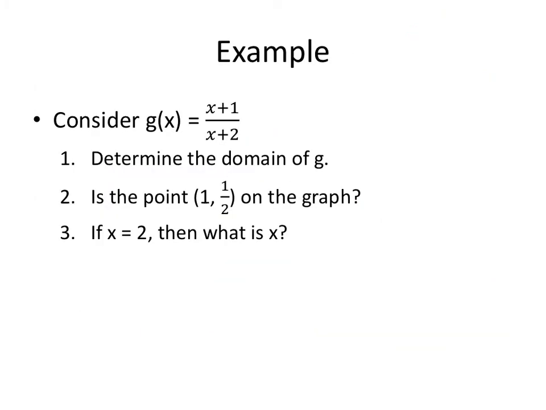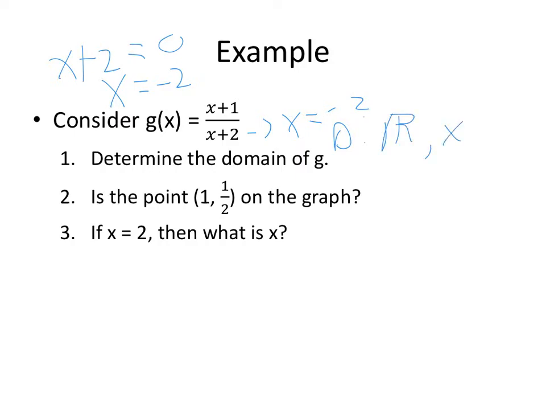Alright, here's another example. Consider g of x equals x plus 1 over x plus 2. Determine the domain of g. The domain is equal to, you notice the only value that would make the denominator equal to 0 would be -2, because you would just set x plus 2 equal to 0, and then solve for x. So the domain would be all real numbers, such that x does not equal -2.